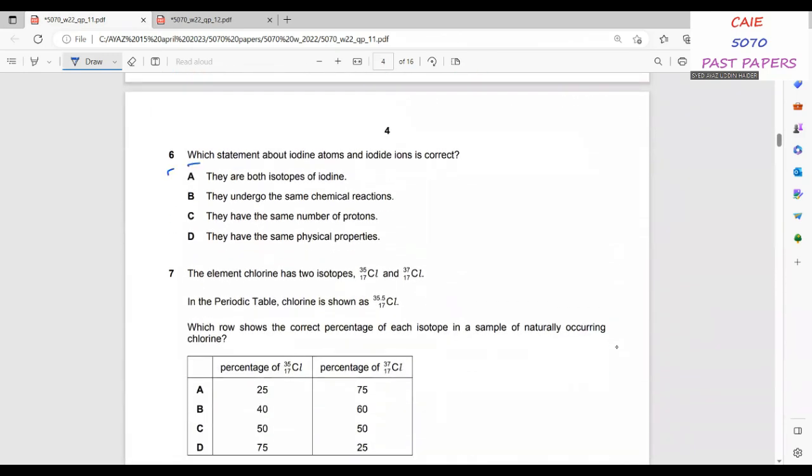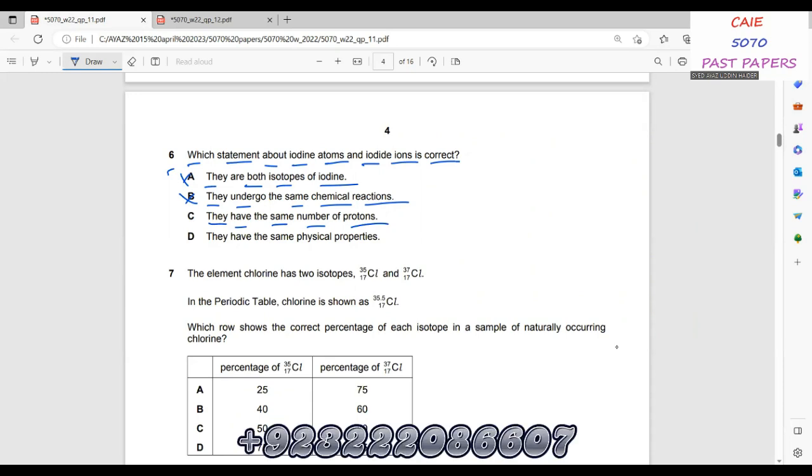Number 6, which statement about iodine atoms and iodide ions is correct? They are both isotopes of iodine? No, it's wrong. They undergo the same chemical reactions? No, this is also wrong. They have the same number of protons. Yes, they do have the same number of protons because ions are produced when electrons are gained or lost. So C will be the right answer. I am reading the last statement for your convenience. They have the same physical properties. Wrong.